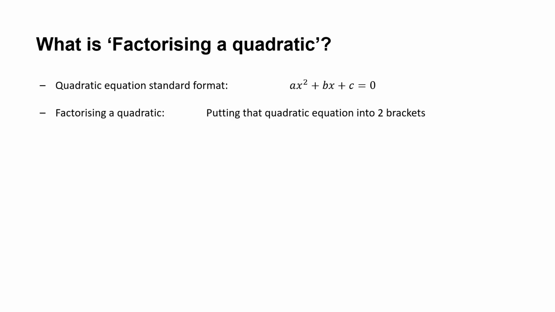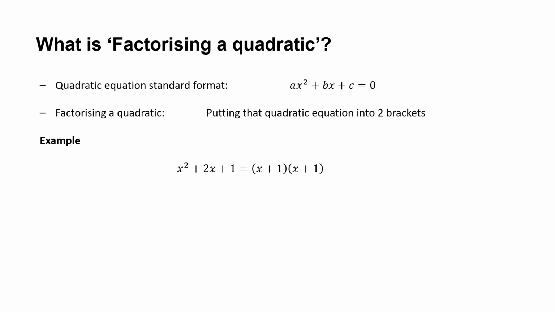Factorising simply means to put into brackets. So factorising a quadratic is taking this equation and putting it into brackets, in this case 2 brackets. So as an example, we might have x squared plus 2x plus 1. If we were to put this into 2 brackets, we would get x plus 1 times x plus 1.